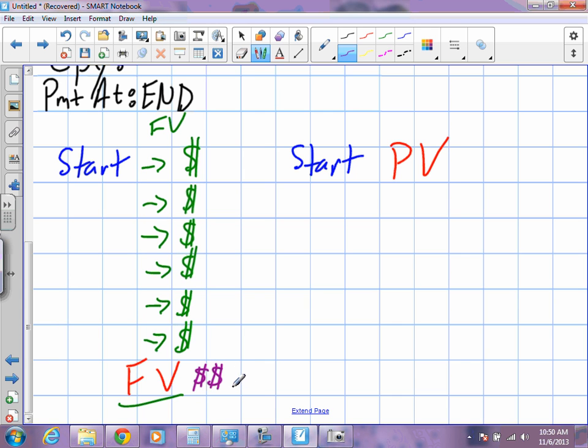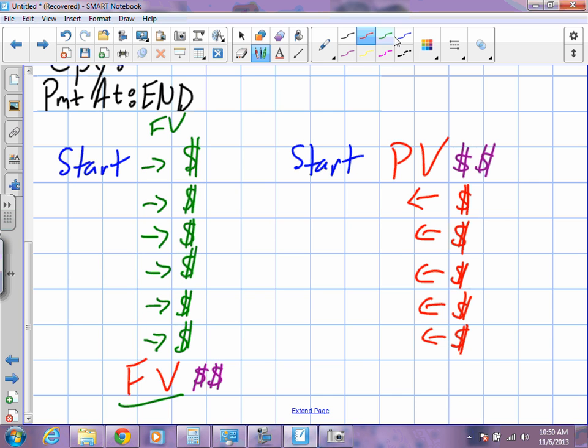In a present value example, I'll use double money symbols to say that's the end of it, or the large amount. In the present value, we start with an amount of money, and we're withdrawing money. We constantly take money out of this account until we get to the end. And at the end, how much money will be left in this account? Zero. There are $0 left at the end of this account.